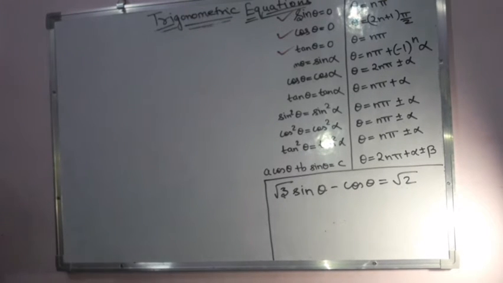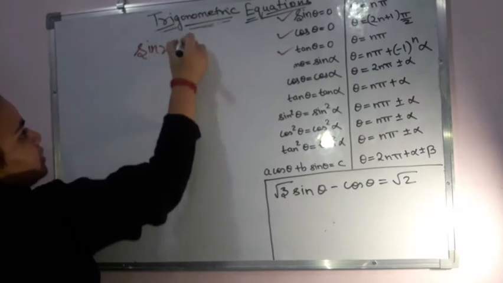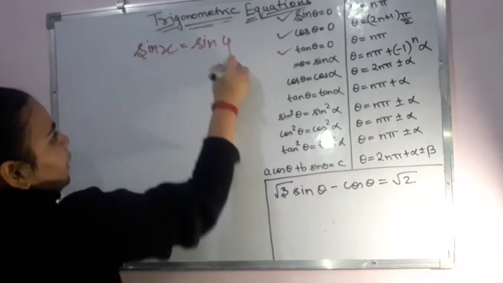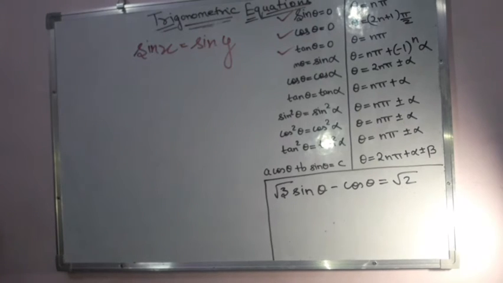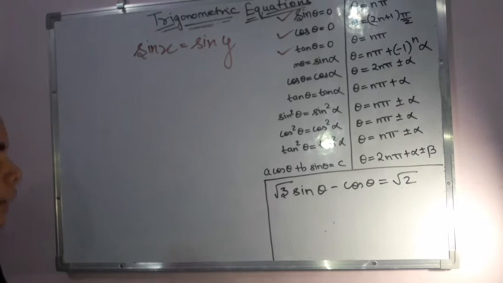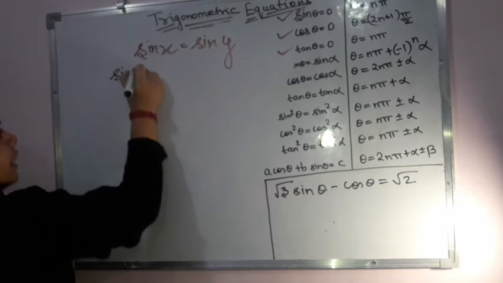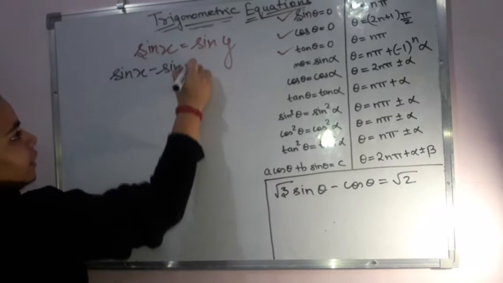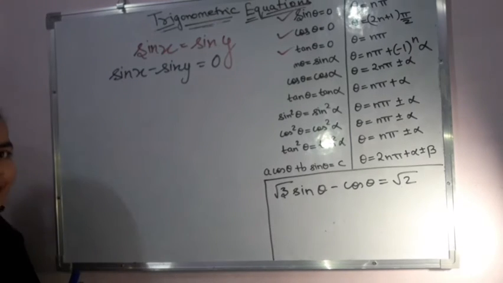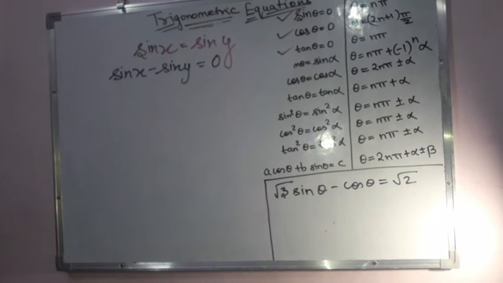Now another type of equations that we will be having is like this: sin x is equal to sin y. First we will see for sin, then cos, and then finally tan. So if I have an equation like this, that is sin x is equal to sin y, how am I going to solve it? I will bring this term to this side. That means I can write it as sin x minus sin y is equal to 0. Can I write it like this? Right?